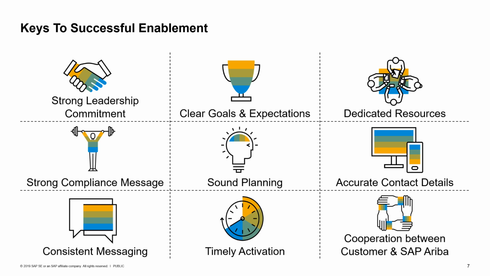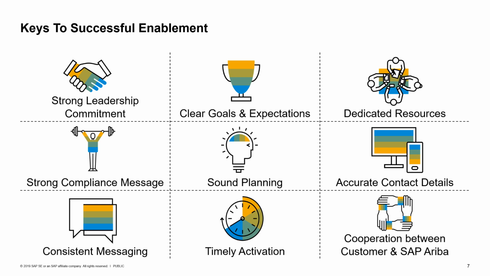A strong compliance message for both your internal users and suppliers is also critical to a successful program. As part of this message, both expectations and consequences should be clear to everyone. Next is sound planning. It is important to have a well-thought-out plan that defines which suppliers will be targeted, how they will be targeted, and when.